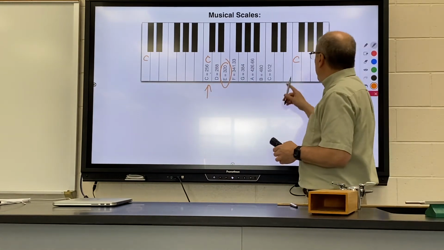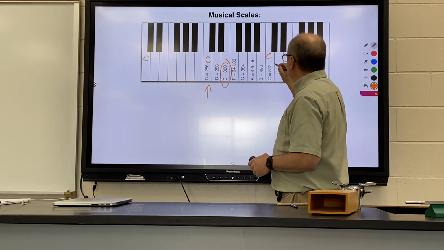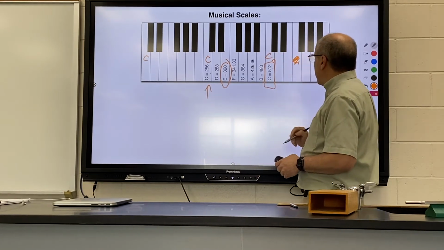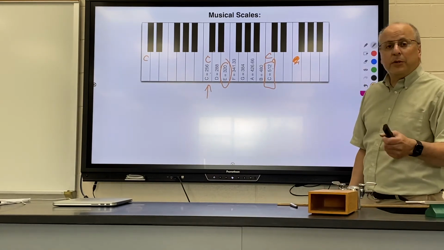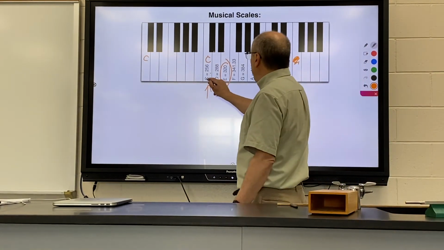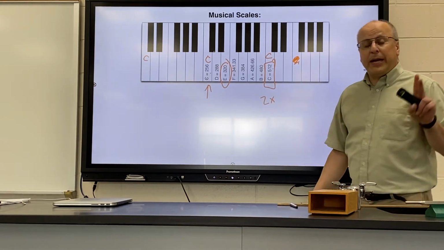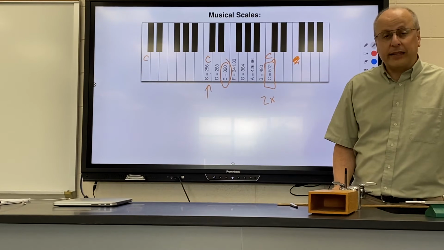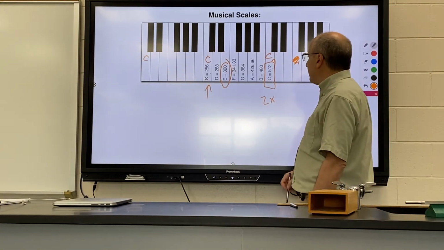Okay, you'll notice that when we get to the next C, I put that one in the wrong spot. You'll see when we get to the next C, it's got a frequency of 512. And you'll start to notice that these numbers are not random. When you go from one C to the other C, your frequency goes up by 2 times. That's called 1 octave. So every time you go up an octave, you double the frequency.